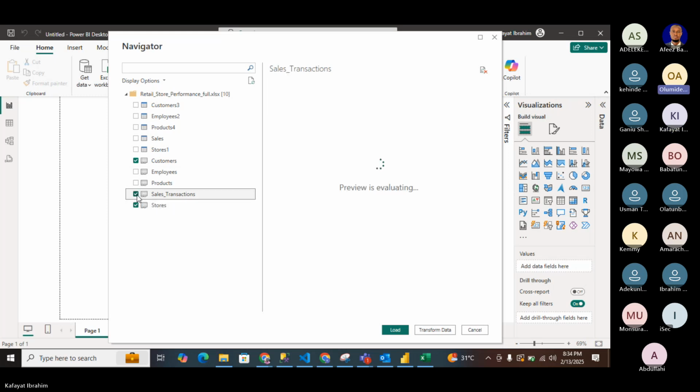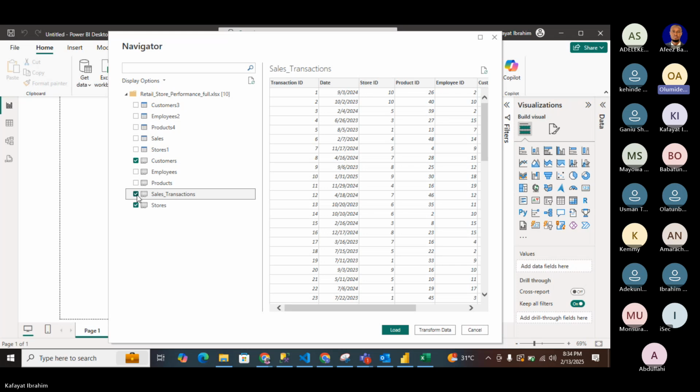Sorry, can I ask you a question? That means you didn't convert the customer, employee, product, system. You didn't convert them to table. They are in table format. I mean from customer, employee, product, the last 5 sheets, they are still in sheet. You didn't convert them to table from the raw data, right? There are tables there. These are the tables.